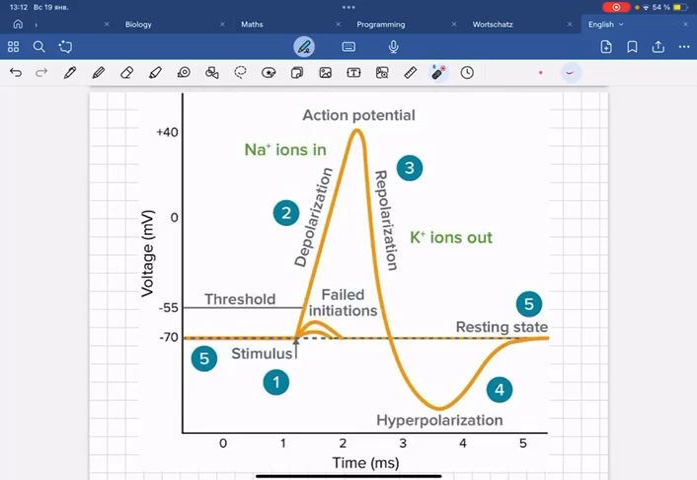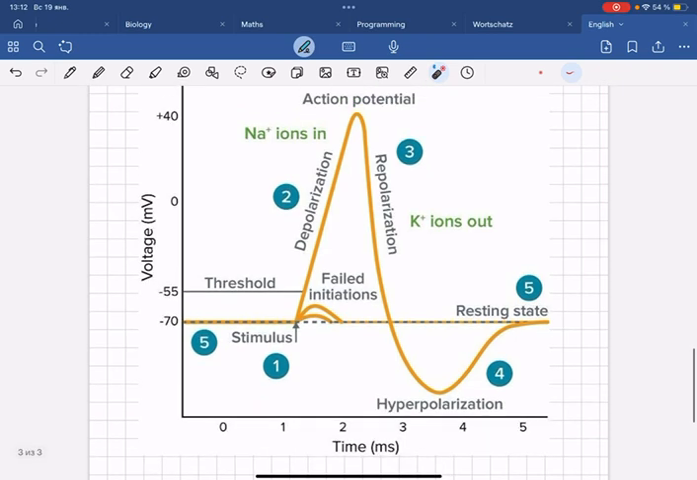Hello everyone, today we're going to be talking about the action potential and the generation of action potential. So, action potential is a rapid temporary change in the electrical membrane potential of a neuron or muscle cell, which is essential for transmitting signals along the length of neurons and enabling communication within the nervous system. So, the first step is called the stimulus.